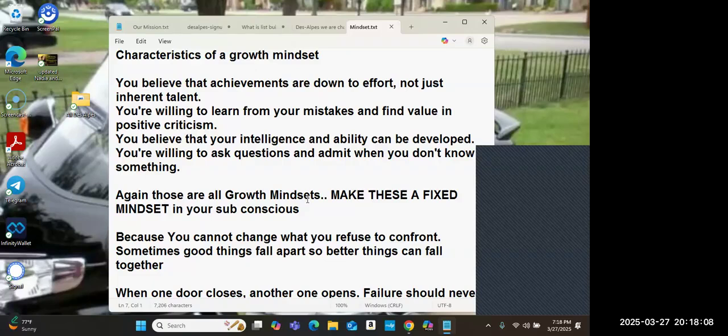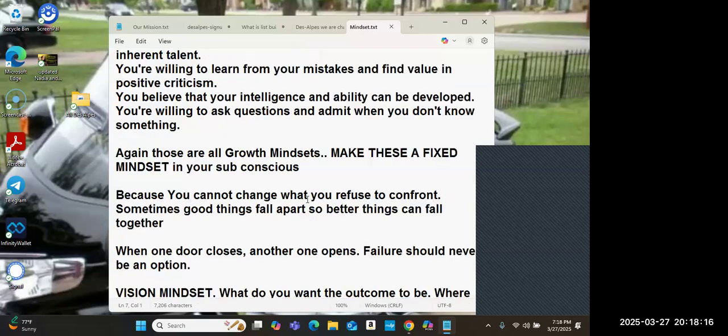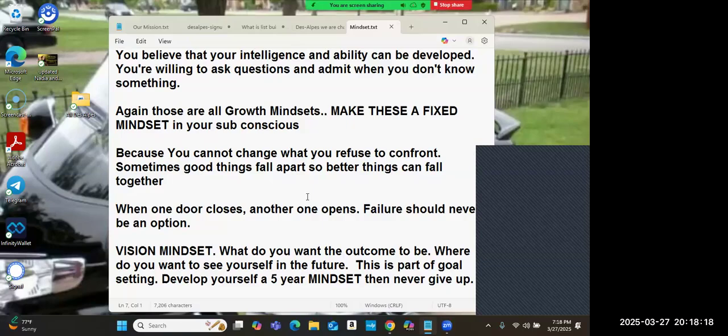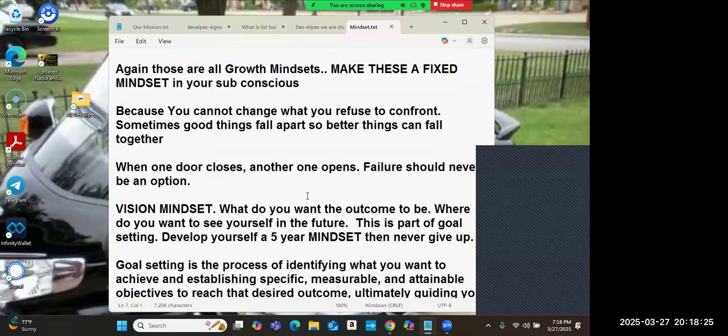You believe that your intelligence and ability can be developed. So you're willing to ask questions and admit when you don't know something. All those are growth mindsets. So make these a fixed mindset in your subconscious because you can't change what you refuse to confront.